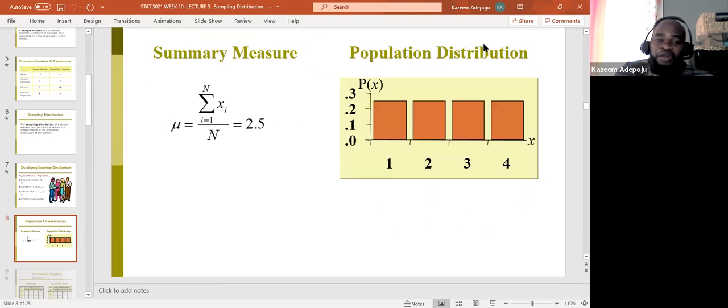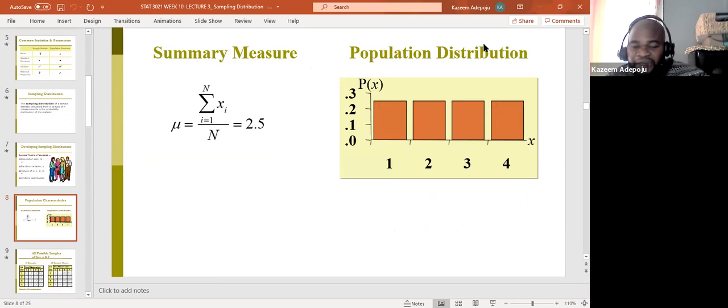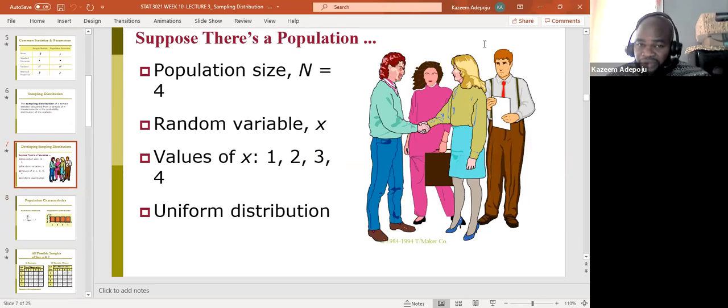Now, let us assume that I want to find the population mean. To get the population mean, I need to add all the observations together and divide by the number. But I want to demonstrate to you right now that instead of computing the population mean, if you do the sampling distribution, you're actually going to get the same result as the population mean.